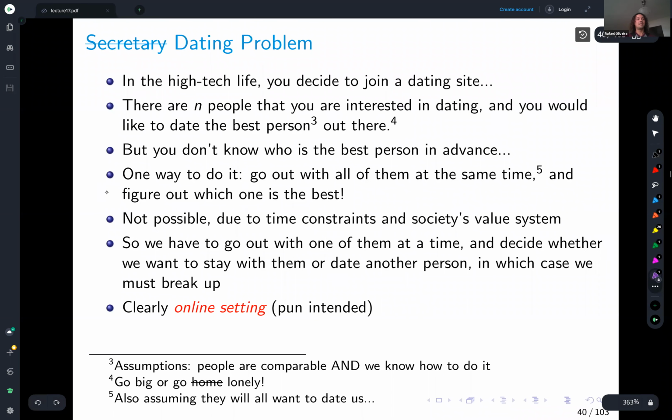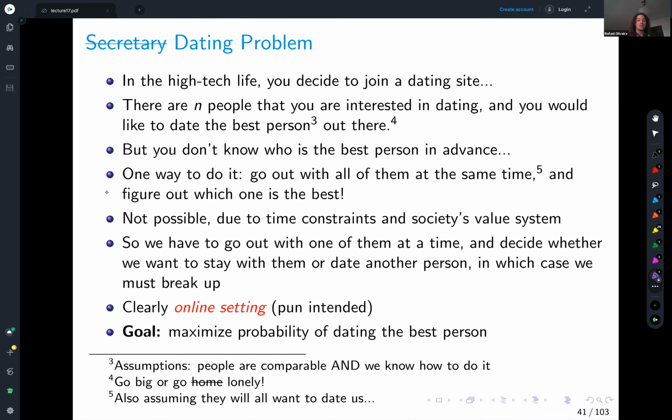So this is clearly an online setting, and the pun is clearly intended as well. Now, what is the goal? The goal is to maximize the probability of dating the best person. Because you want to date the best person out there, but we want to maximize the chances of that happening. Does that make sense?